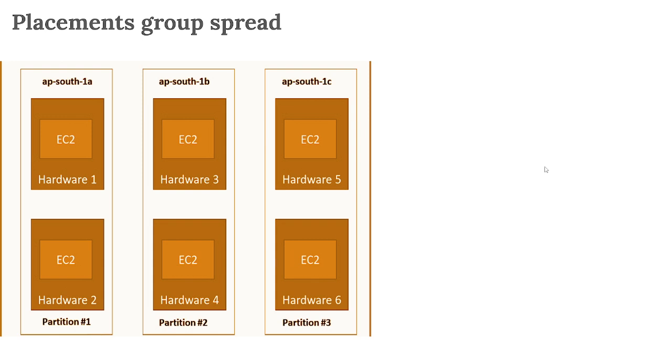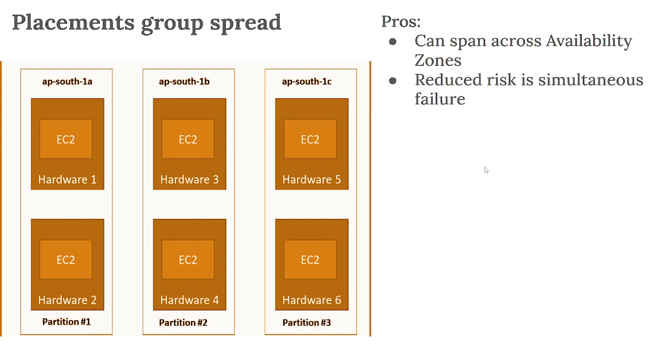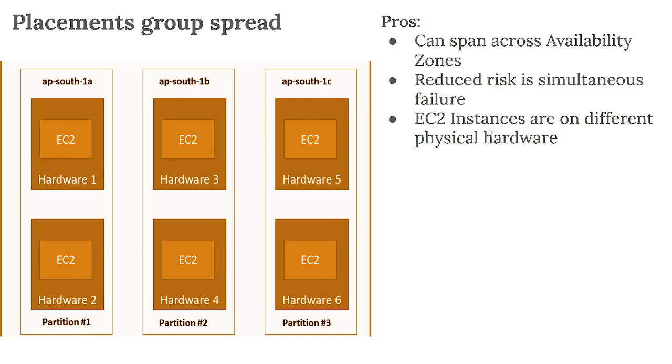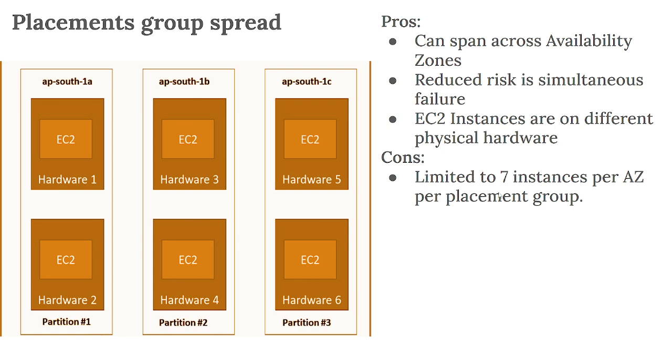What are the pros and cons now? Pros: can span across different availability zones. Reduced risk of simultaneous failure, as I said. EC2 instances are on different physical hardware, so when they are on different physical hardware, if one fails, then another will be working. Now, what are the cons of it? Basically, it is limited to 7 instances per availability zone per placement group only.